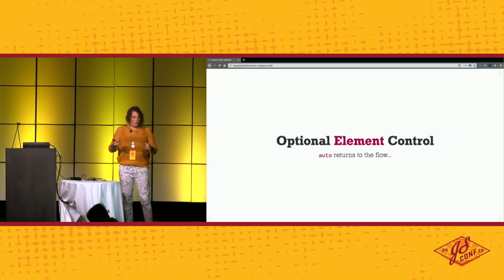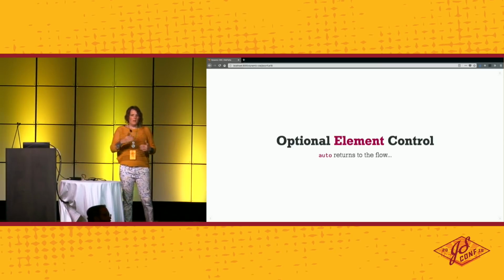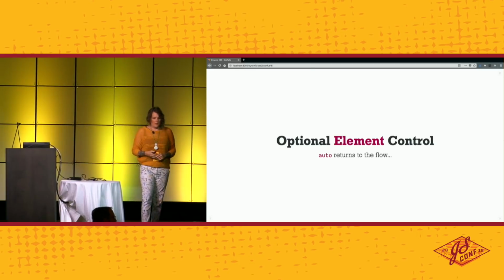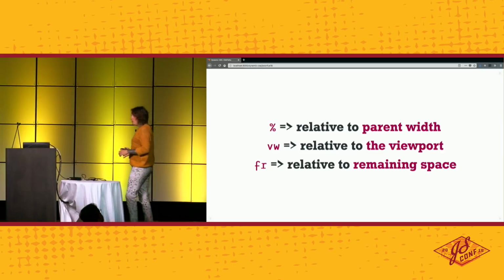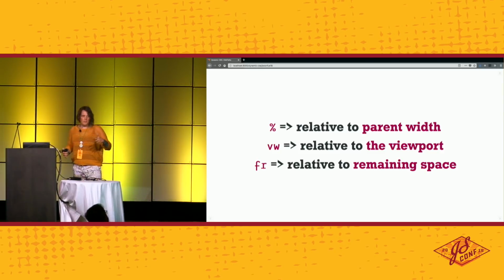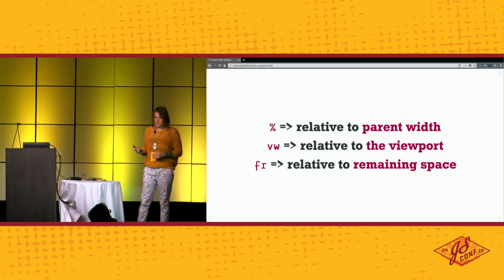And so what auto does is it just returns to the flow. What would this element do naturally on its own? And we looked at the flow earlier on the inline axis and on the block axis. If it's confusing, there are several different units in CSS now that all have to do with percentages of the space. This is your cheat sheet for them.